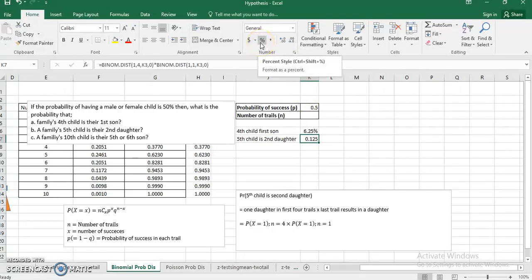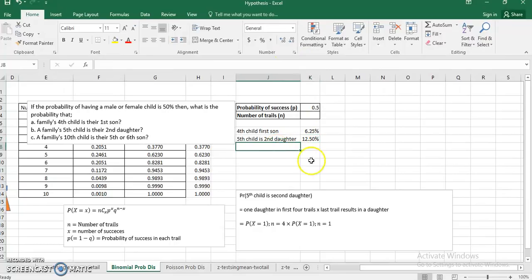This is the probability of the fifth child being the second daughter, and I can convert it into a percentage. Now the last case: the 10th child is the 5th or 6th son. In this case I am going to consider two cases. One is how I can get the probability of the 10th child being the 5th son. Then I'll calculate the probability that the child is the 6th son, and then I'm going to add them.